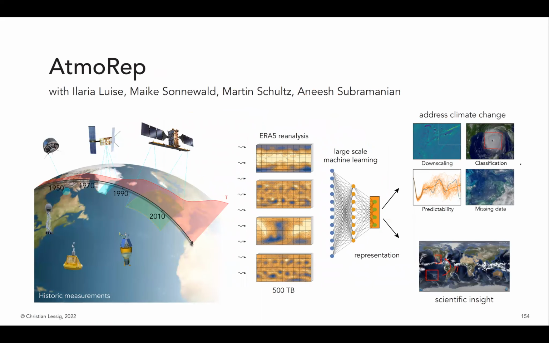Good, and this is something we currently try to scale up a little bit with Ilaria, Maike, Martin, and Anish, to really do representation learning on a large chunk of ERA5 reanalysis, so 500 terabytes, to get a representation of atmospheric data that can be used for a variety of applications and also to get scientific insight. And the idea is really to use a supercomputer to train once on these large amounts of data and then provide the model to the community, so that everybody can use it.